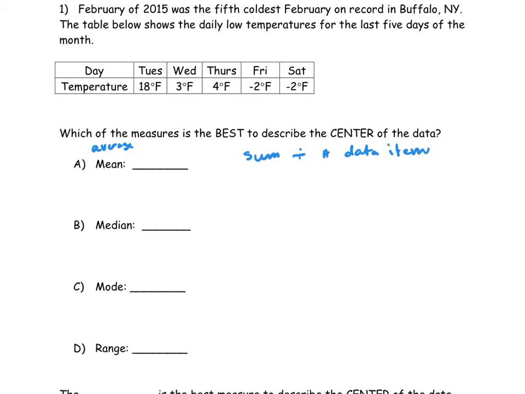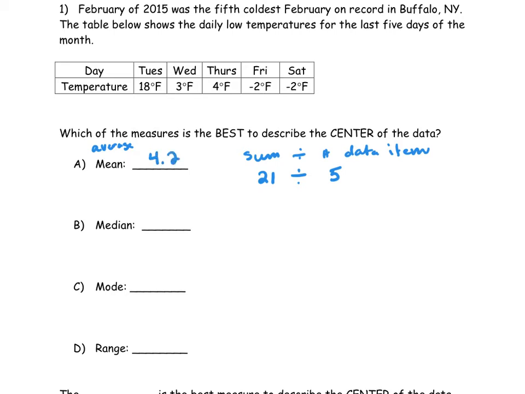So please add those numbers and find the sum. The sum is 21, and we're noticing that there's 5 data items, 5 temperatures they give us. So when we divide, please, 21 divided by 5. And the mean is 4 2/10.